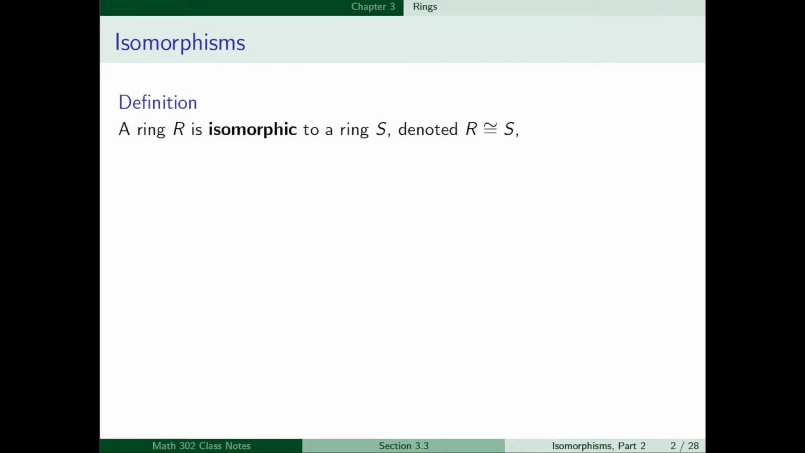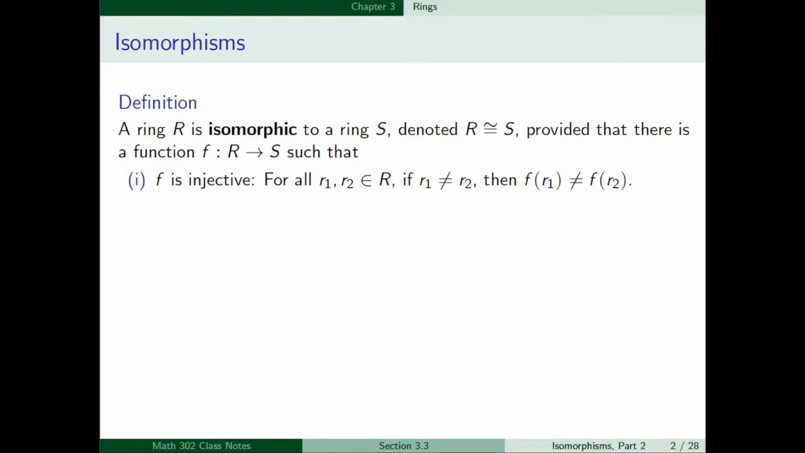A ring R is isomorphic to a ring S, denoted R ≅ S, provided that there is a function f from R to S such that 1, f is injective, meaning for all r1, r2 in R, if r1 is not equal to r2, then f of r1 is not equal to f of r2.